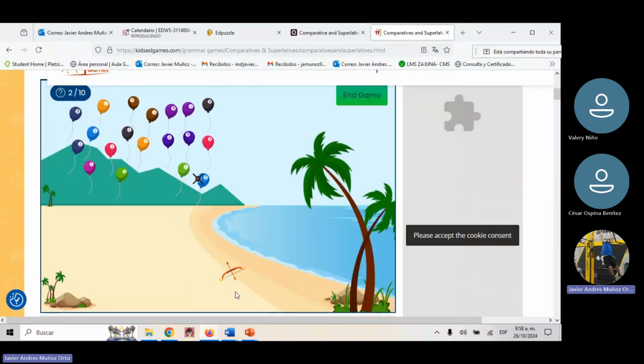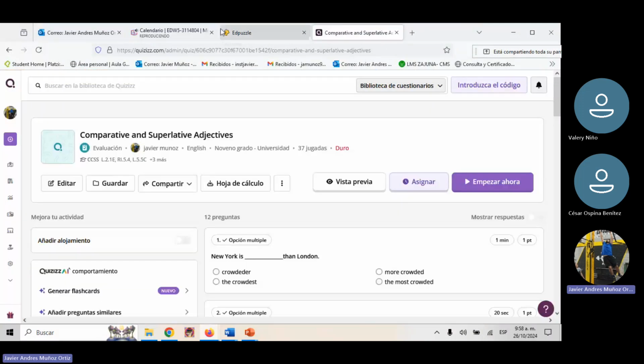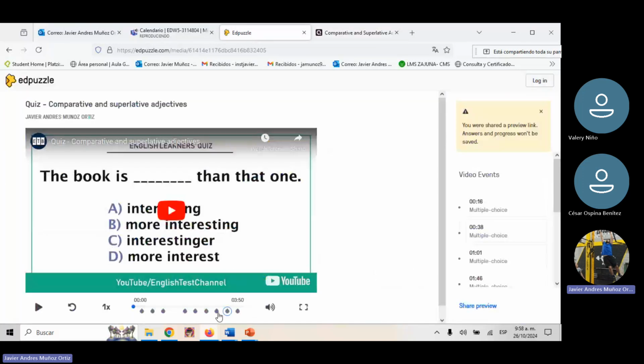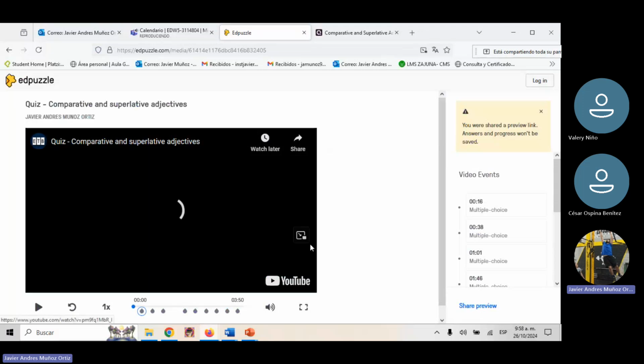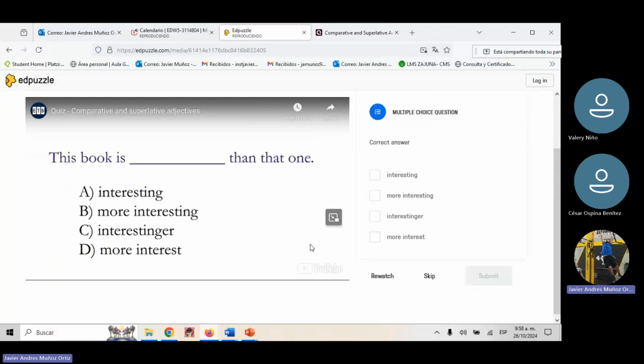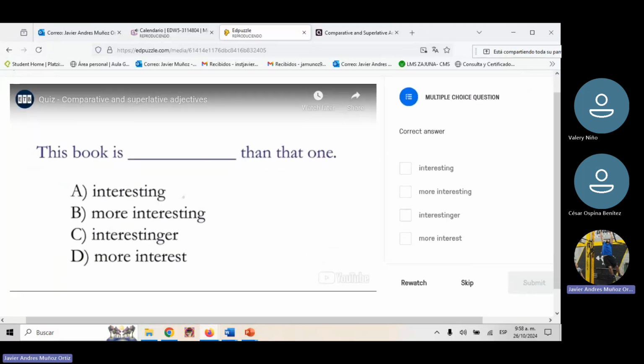So you will have to complete this exercise. There are 10 balloons for you to complete the exercise. Not with me once again, but at home. And let's continue with the two other exercises. So the idea here is for you to mention the correct answer. In this case, for example, I'm going to answer the first question. You're going to tell me, for example, the book is then that one.